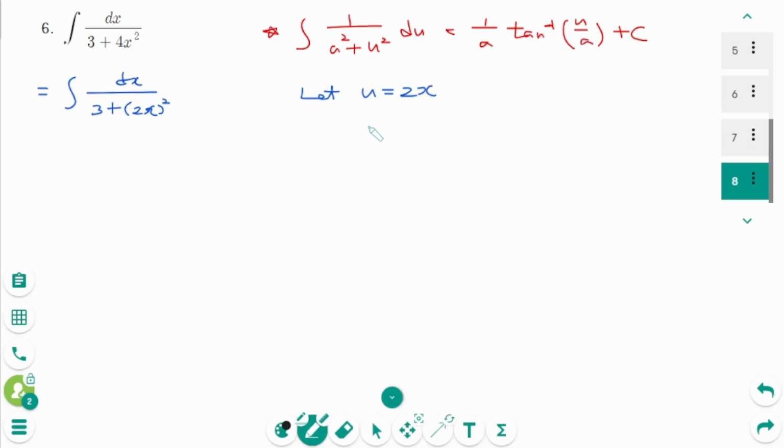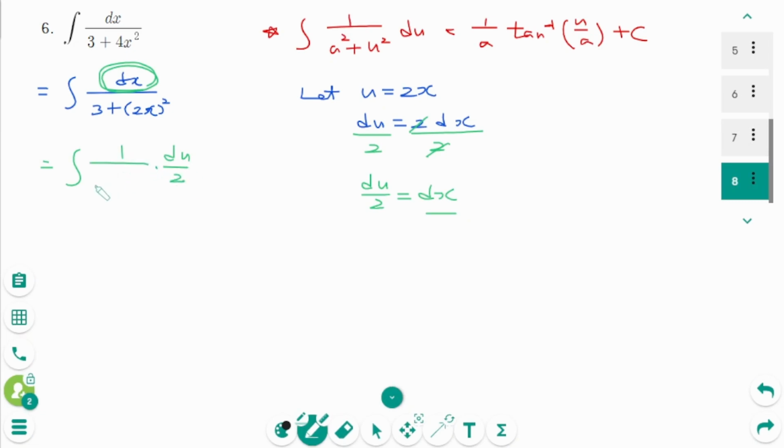Derive on each side. Du equals 2 times dx. There is only dx, so divide by 2 on each side. Du over 2 equals dx, the 2 is cancelled. Then change all x into u. The integral of dx is du over 2, then 1 over 3 plus 2x squared is u squared. Then we can rewrite as 1 over 2, the integral of 1 over 3 plus u squared du.